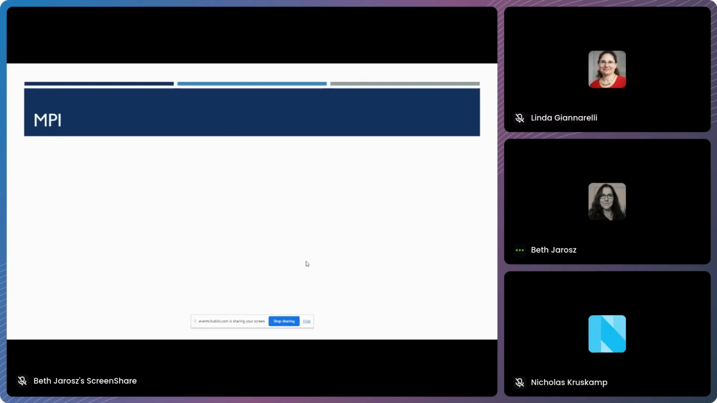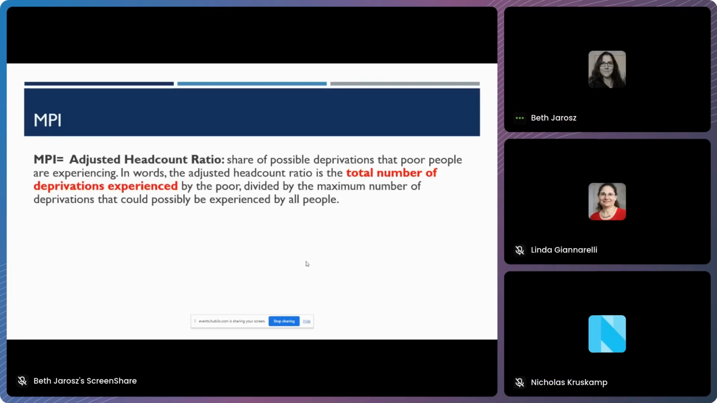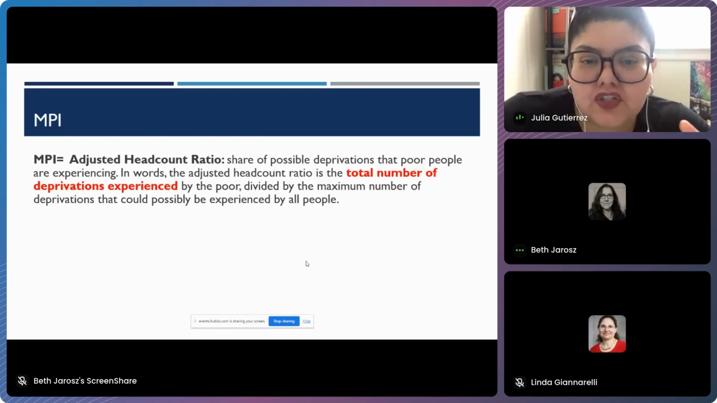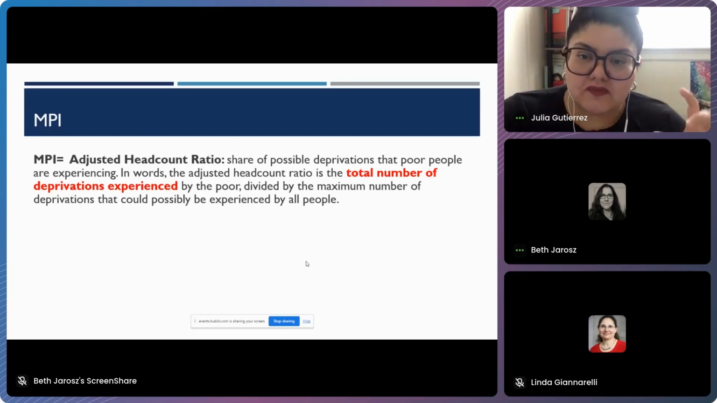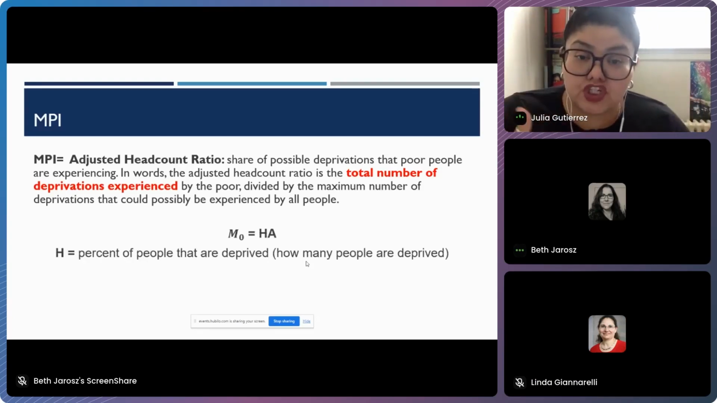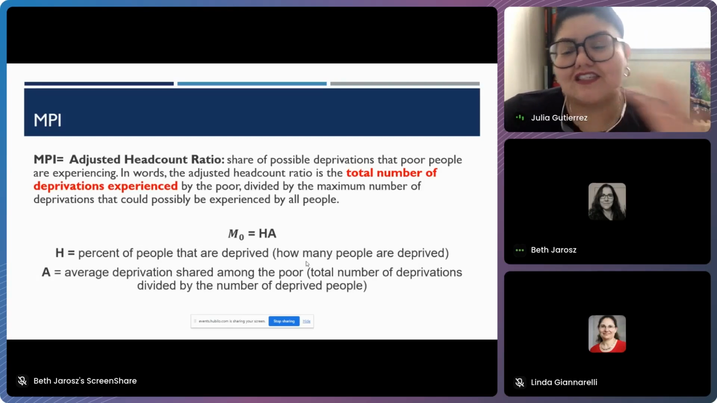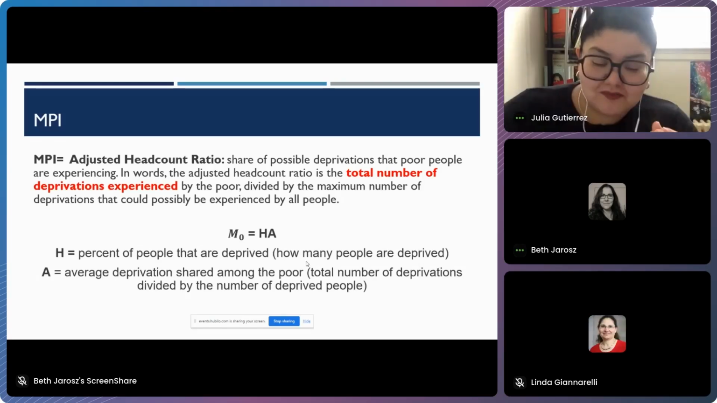where the adjusted headcount ratio tells us how the total number of deprivations is shared among the poor. And that would create an accurate increase of poverty. So it would change. So again, right, we can take a whole class on this, so I'm trying my best to really narrow it down.